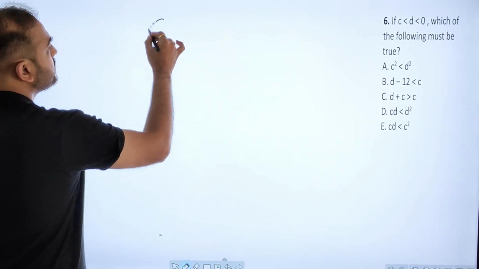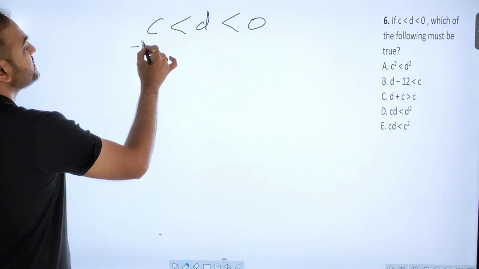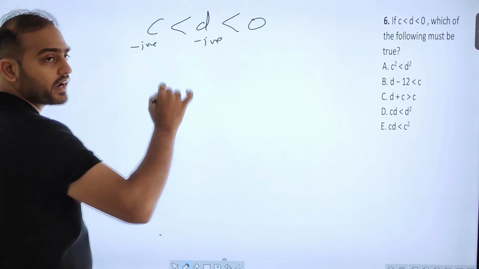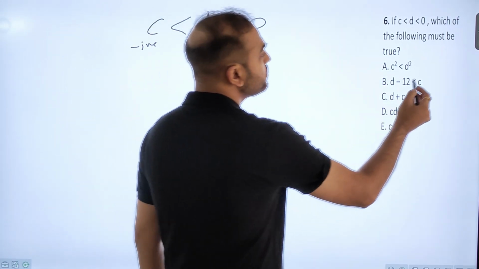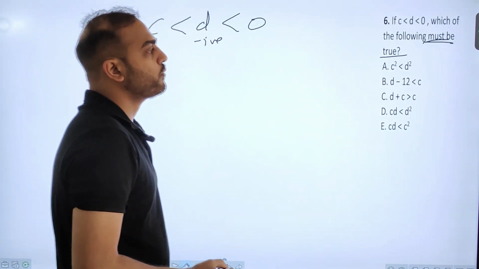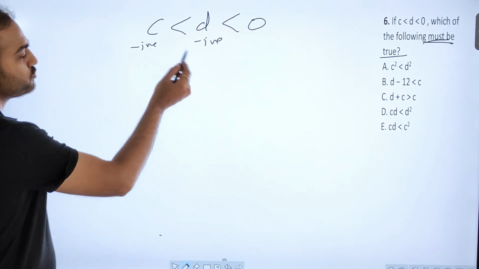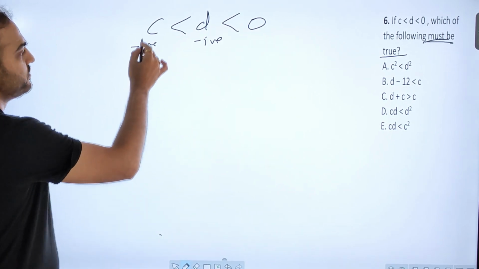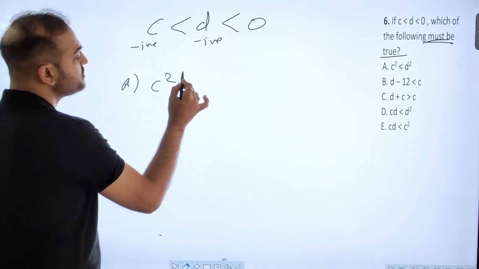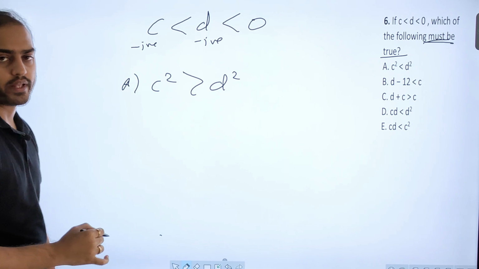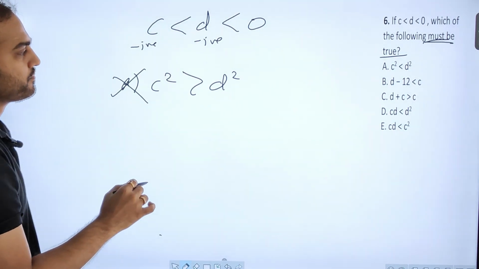Moving to the next question, we know C is less than D is less than 0. That means both C and D are negative values. Again, instead of plugging in, let's try to solve this theoretically. Again, the question is, which of the following must be true? If you square both sides, C is a much smaller number. If you square both sides, we know C square will be greater than D square. So option A is definitely not it.